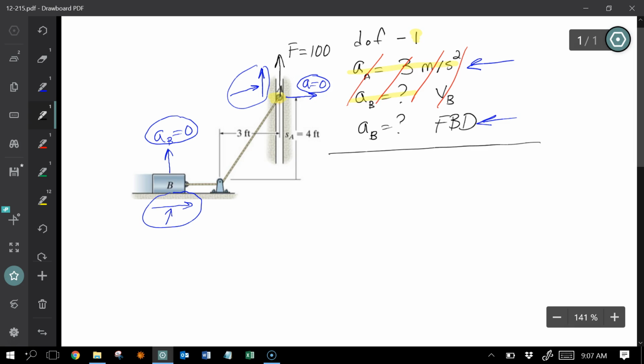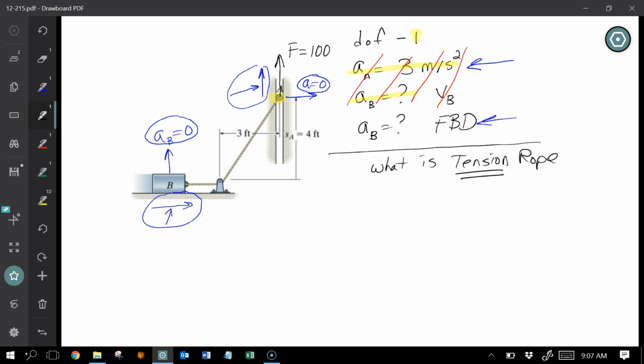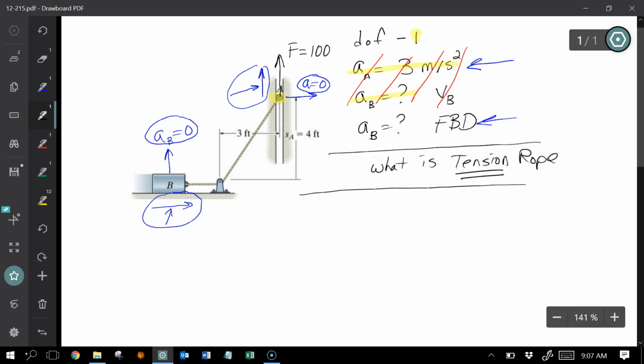of freedom, they'll give you the force, and they'll say, what is the tension in the cable, or tension in the rope? Okay, so here what they're asking you for is a force. Whenever they ask you for a force, it's a dead giveaway that this is going to be a free body diagram problem. Okay, so that's how you can tell if it's a free body diagram problem.